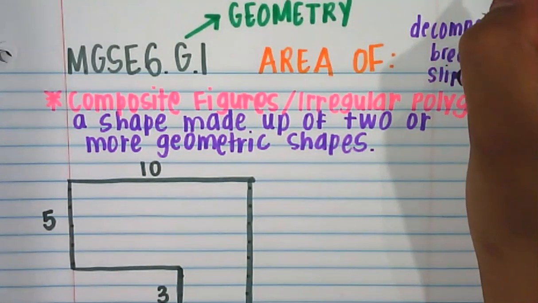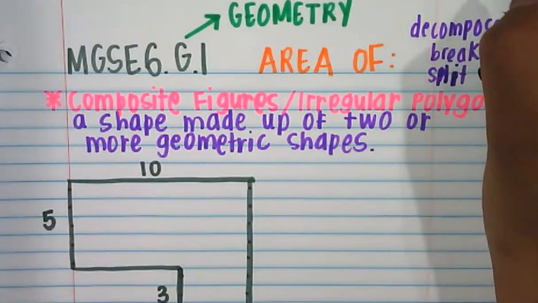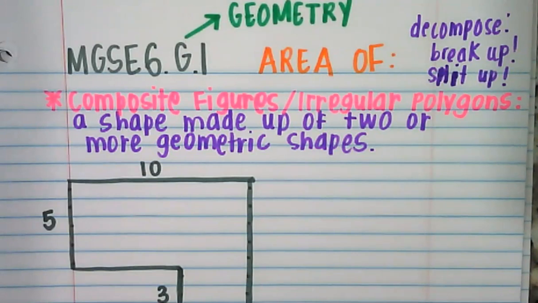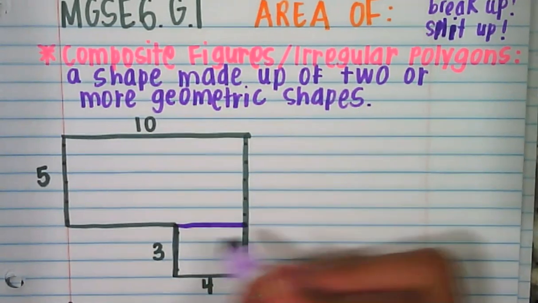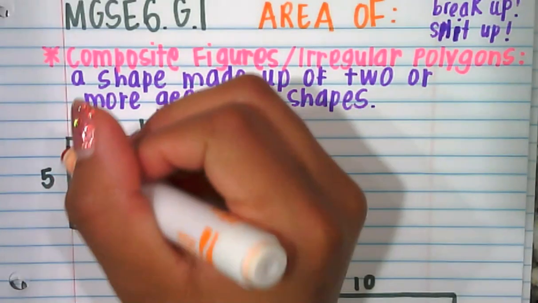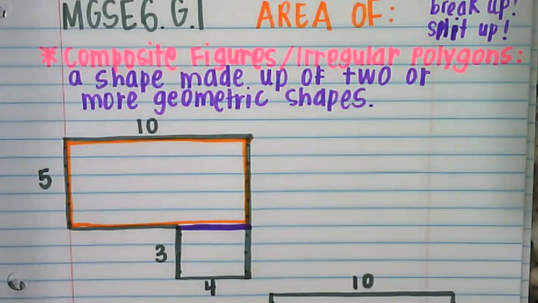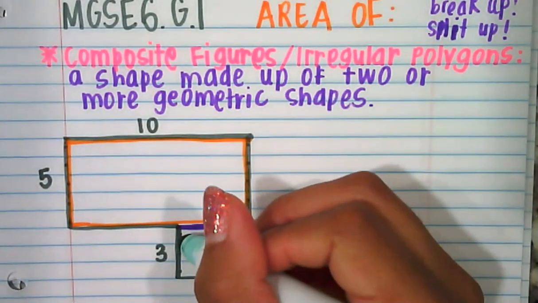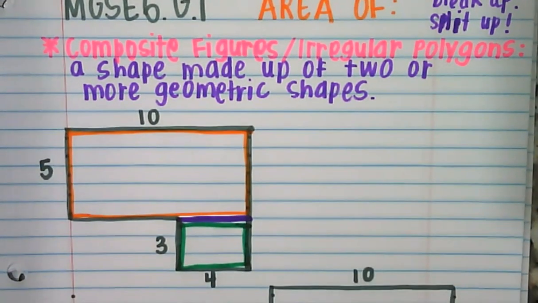Split up. So we want to break up, split up. We want to make this into some shapes that we're familiar with. And so I'm going to go ahead and break this up. And now we can see, let me use a different color. We have a rectangle up here. And we have another rectangle down here. And luckily, we have the measurements of each.